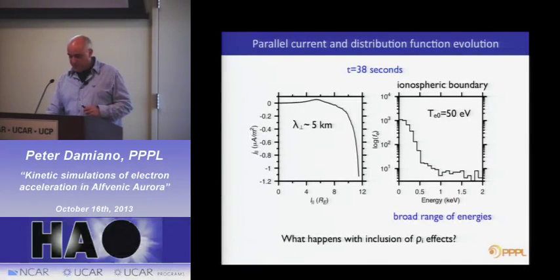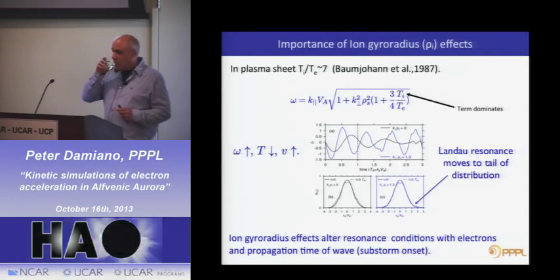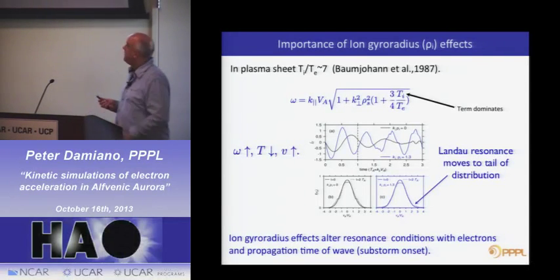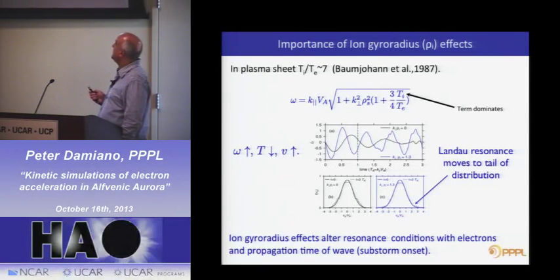Now, what we want to address is what happens with the inclusion of the ion gyroradius effects to this picture. The importance of ion gyroradius effects can be understood just by looking at the dispersion relation for the kinetic Alfvén wave. You have the contribution here from the ion acoustic gyroradius, and then the ion gyroradius is the last term. Now, in the plasma sheet, Ti over Te is about 7 from Baumjohann et al. in 1987, and so you see that this contribution would dominate over this. By incorporating the ion gyroradius effects, you're significantly increasing the phase velocity of the wave.